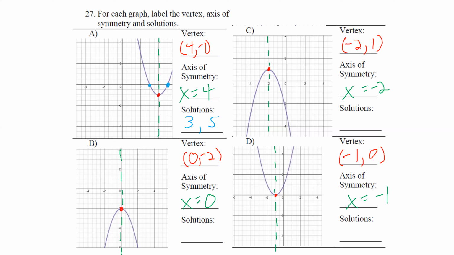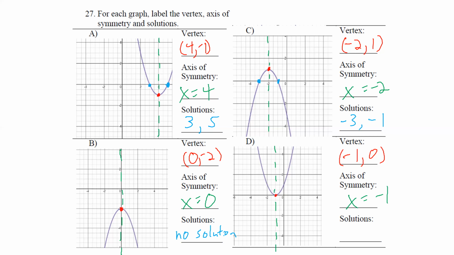Then on B, does it go through the x-axis at all? No. Since it doesn't go through the x-axis, there is no solution. On C, it goes through the x-axis. The first one's at negative 3, 0, sorry, I said that wrong. It's very small there. The second is at -1, 0. So we have values at -3 and -1.